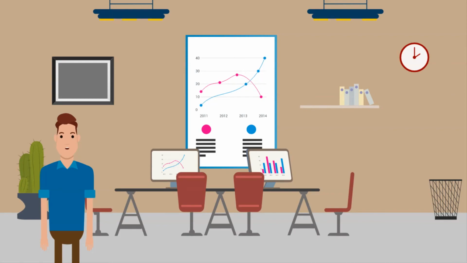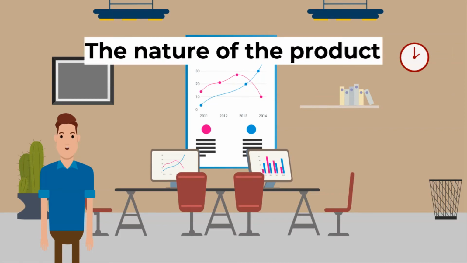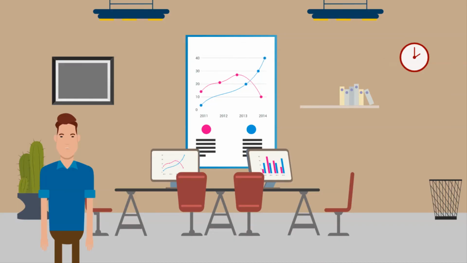Factors that affect which production method to use. The nature of the product. Whether it is a personal, customized to order product, in which case job production will be used. If it is a standard product, then flow production will be used.